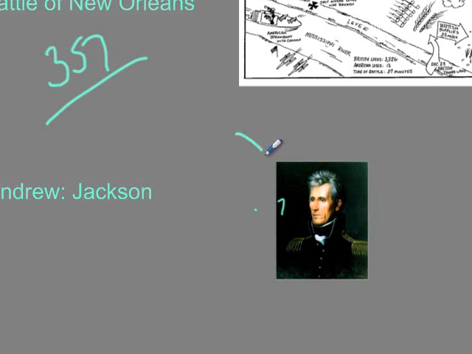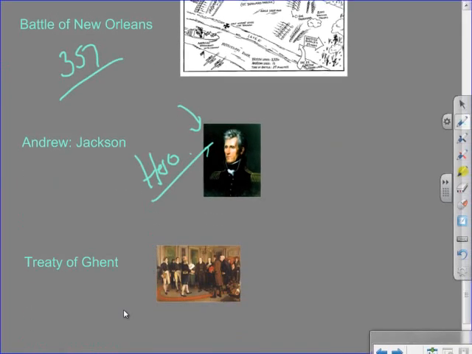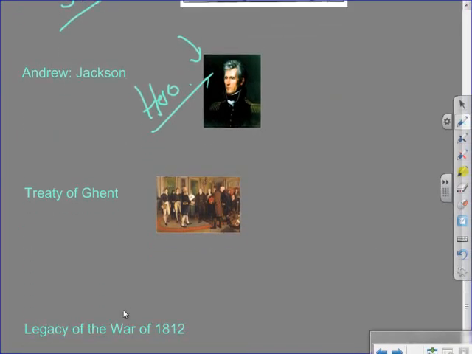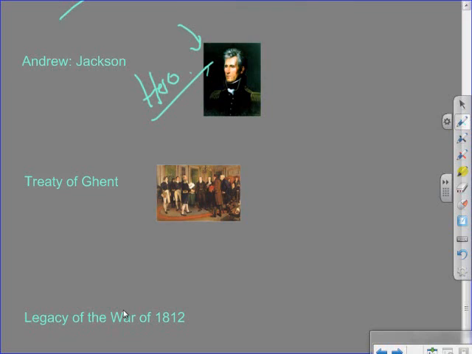The importance here is that it makes Andrew Jackson a hero, and that's going to lead to him later on being able to get elected president. So it's a very big battle in the War of 1812 because it gains a lot of notoriety for Andrew Jackson, but it actually has no effect on the outcome of the war because the battle takes place after this treaty is signed, the Treaty of Ghent.